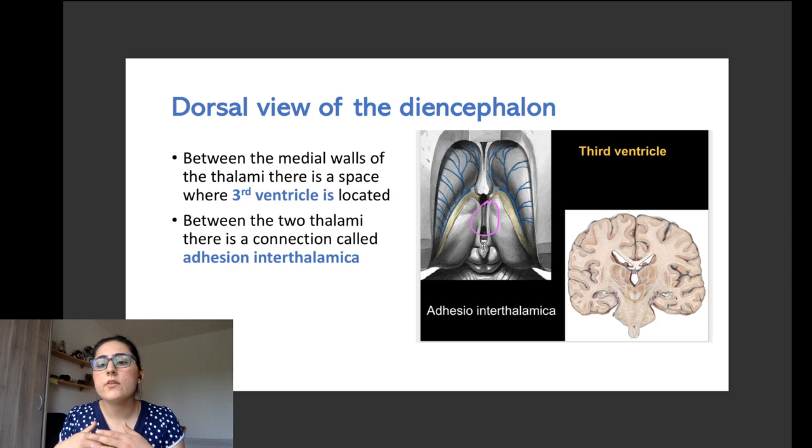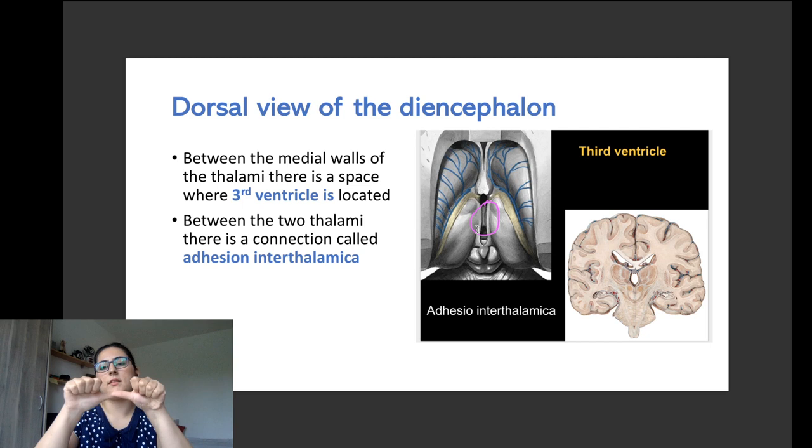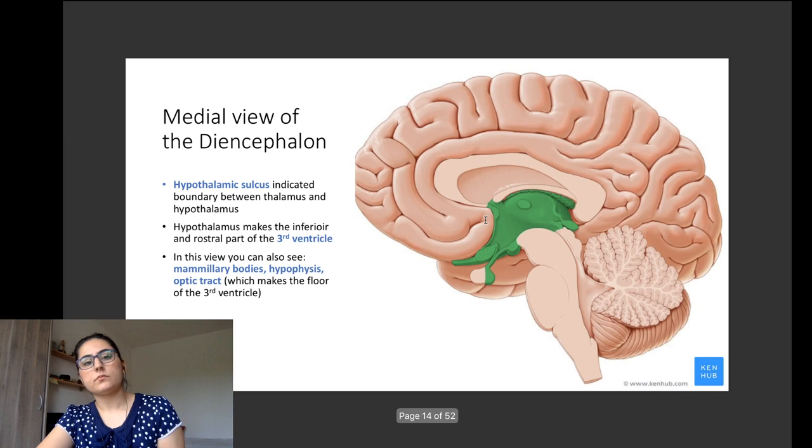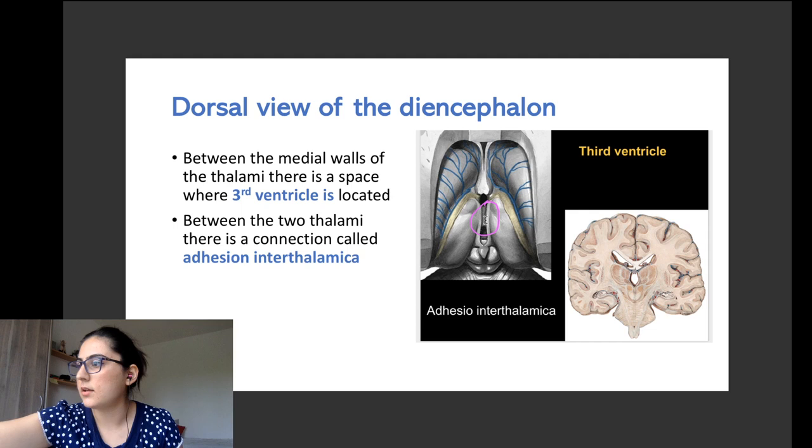Now, moving further into the brain, you can see that between my thalami, which are two egg-shaped structures, one over here and one over here, there is an actual space. So imagine my fist on my thalami, which are over here, and there's a space. This space in between, which I circled in purple, is where my third ventricle is located. For now, you just need to know that it's a space where my CSF is located. That's all you need to know for now. But in that space, there's a small point where the two thalami touch each other. And that is called the interthalamic adhesion. Adhesion meaning connection. Right? So, I think we are done with the dorsal view of the diencephalon.